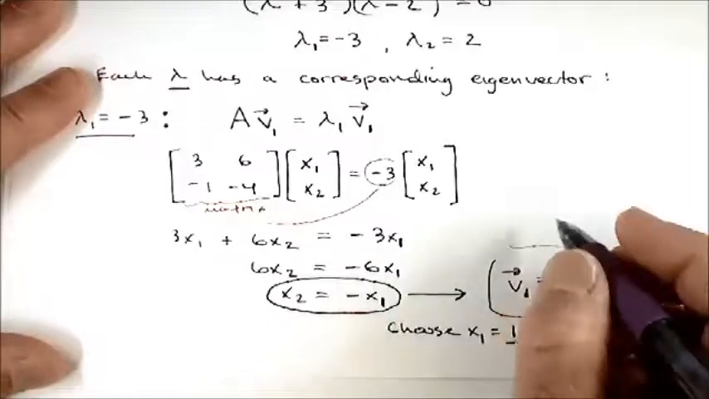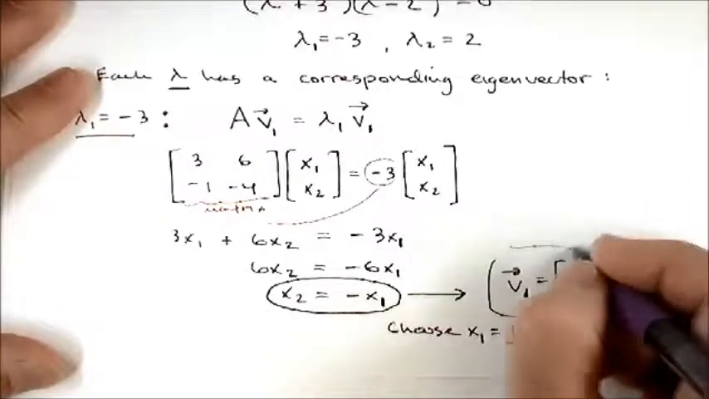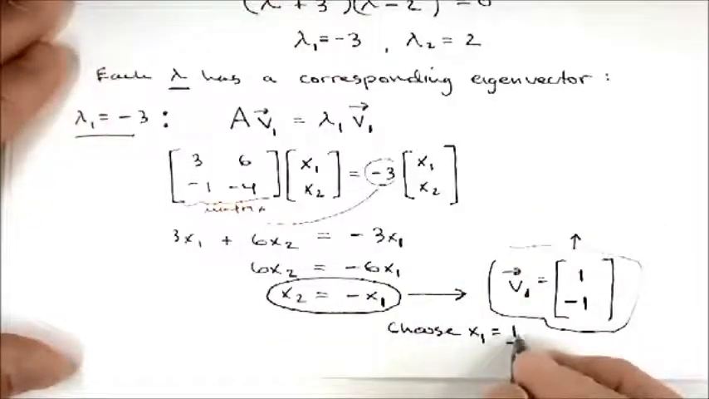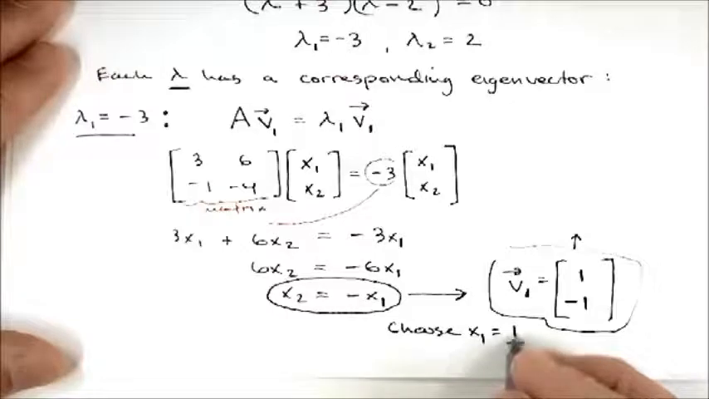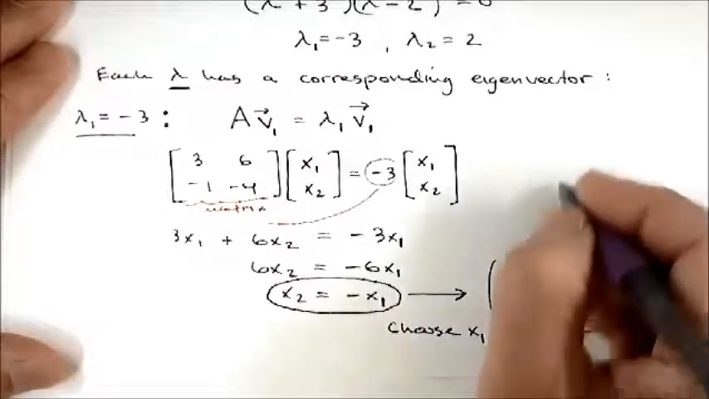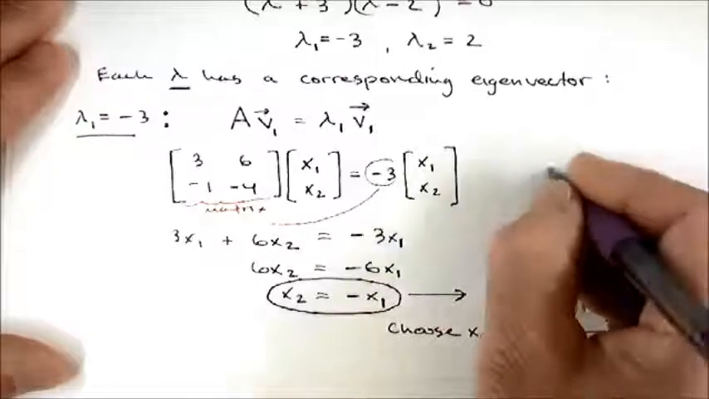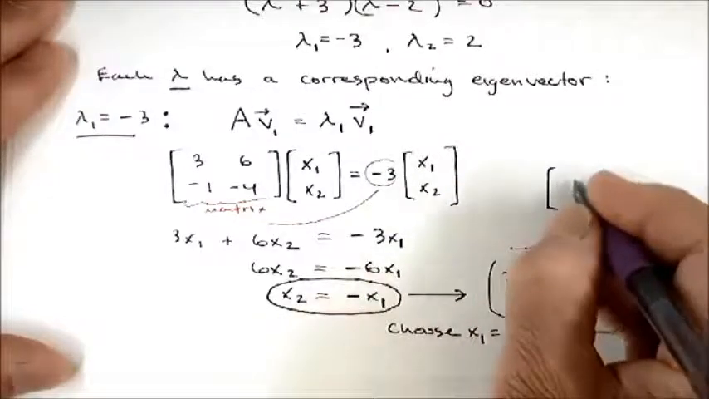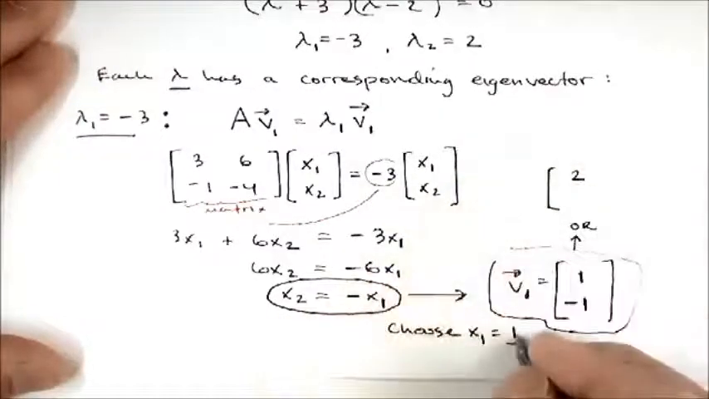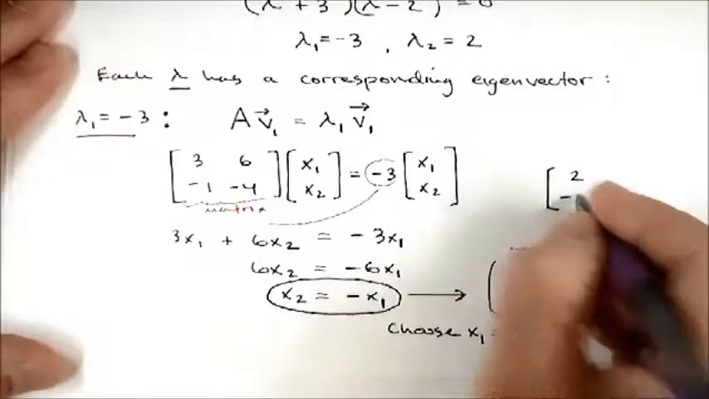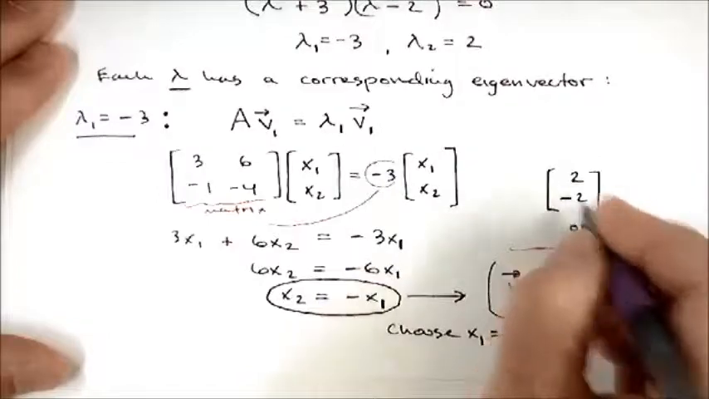Now, before I go any further, I need to make sure that everybody is cool with this. Because you might say, Grant, why did you choose 1? Because it's an easy number. What if someone had chosen 2 for x1? Well, then what would x2 have been? It would have been -2. That's fine too.